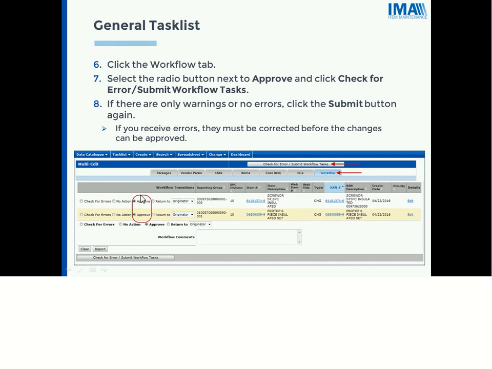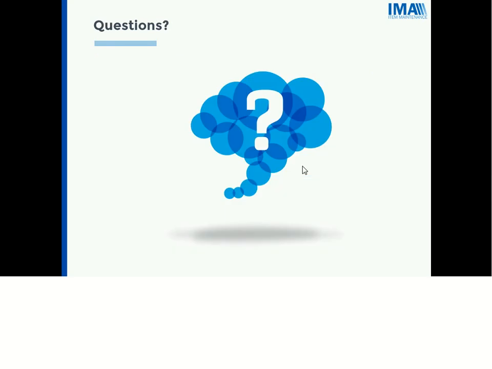So if there are only warnings or no errors, you can click the Submit button again. If there are any warnings, you do not have to resolve warnings. They can be ignored. So if you do get warnings, just click the Submit button up here one more time. If you get errors, they have to be corrected before the changes can be approved. So any questions about your general task list?